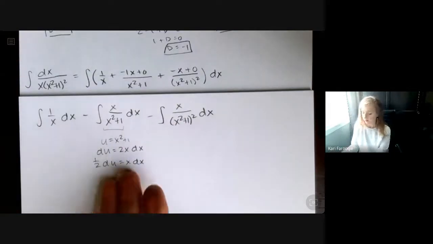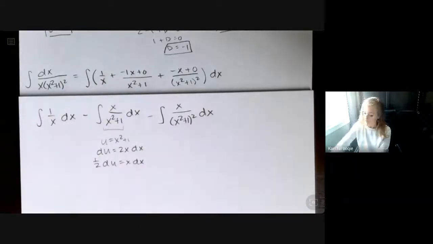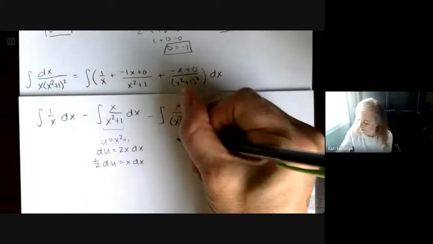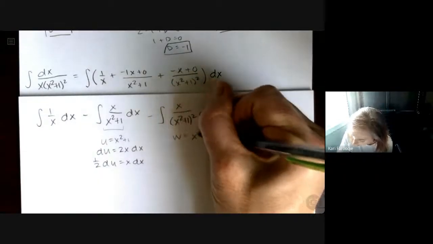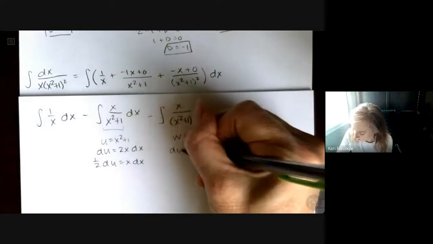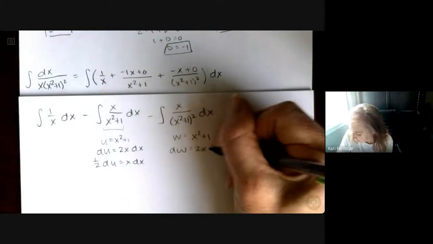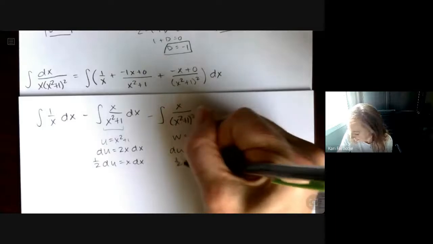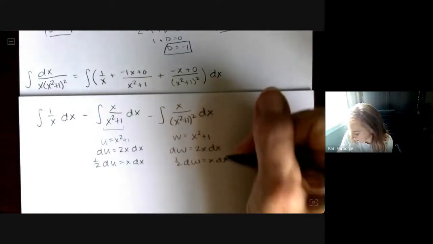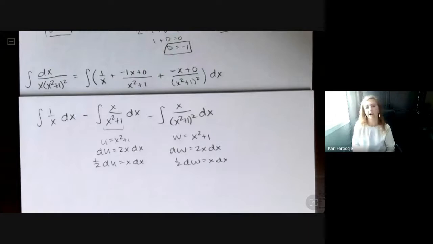And since I used a u substitution here, I'm going to do a w substitution here. w is x squared plus 1. dw is 2x dx. You know I love dw. 1/2 dw is x dx, which is what you have in your numerator.